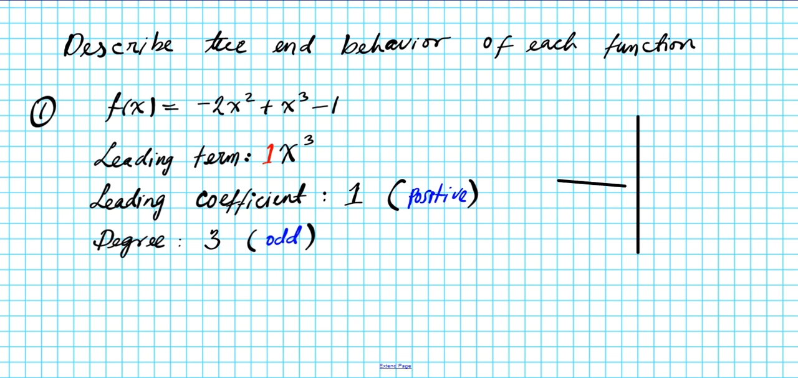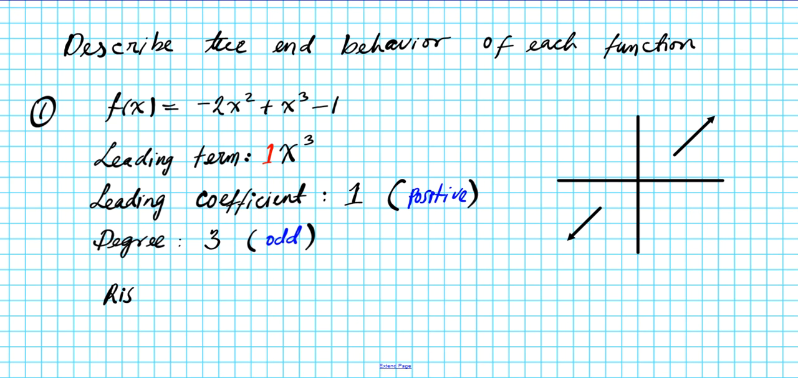So remember that when you have an odd degree, it's going to be doing different things at the left and right end. If it's positive, that basically tells you it's going to be rising to the right and falling to the left. Okay, so let's write that down in word form first, then we will write it in the appropriate mathematical form. So this polynomial rises.